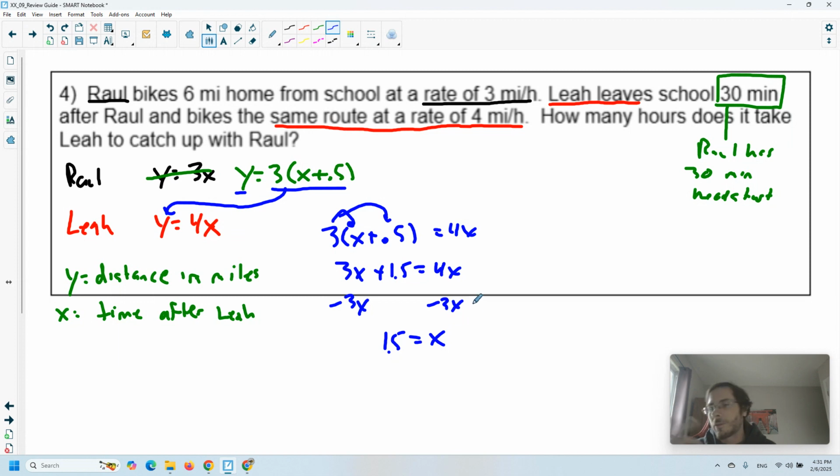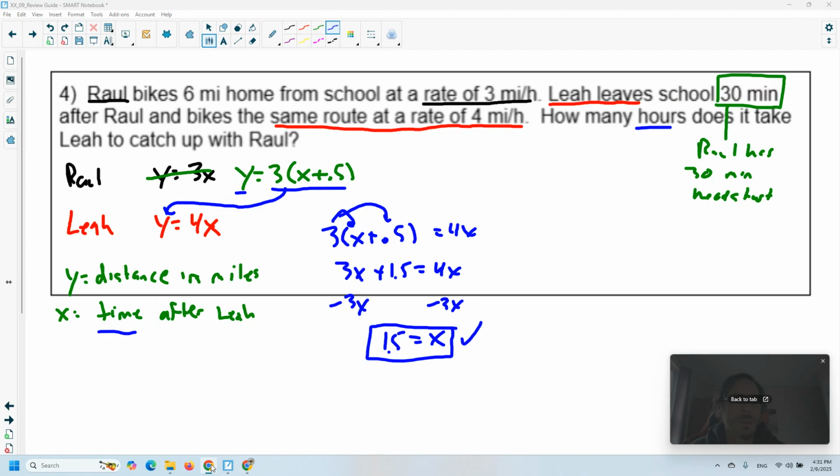Now again, I got to be careful. I want to double check. X is a time after Leah, and that's what we're looking for. How many hours? So that's our final answer. So we get 1.5 for x. Again, if we want, we can graph these two. 3 parentheses x. Oops.